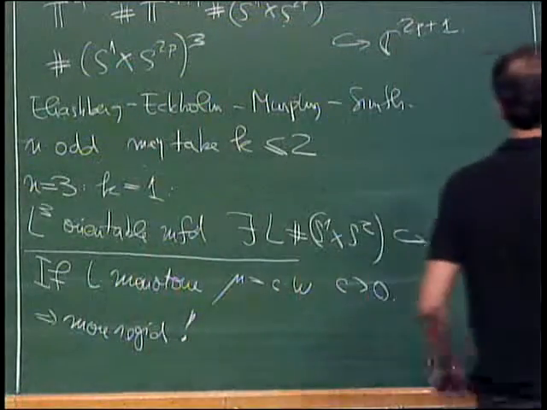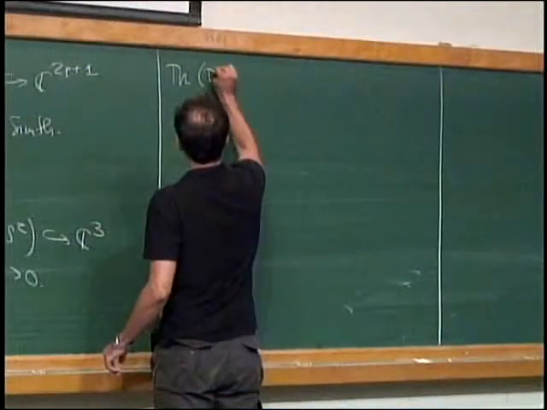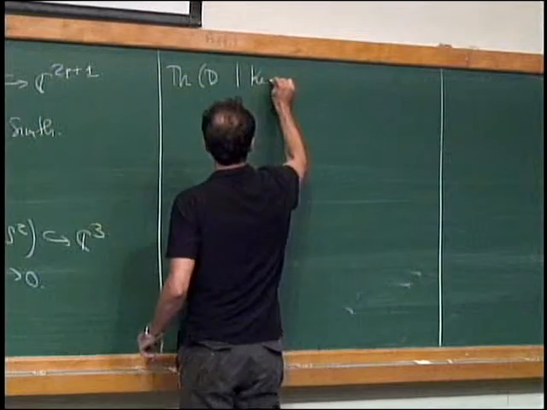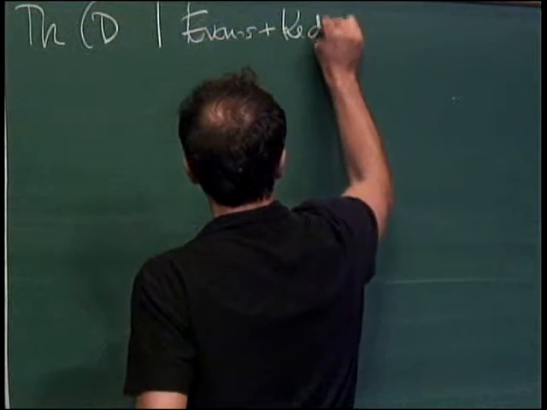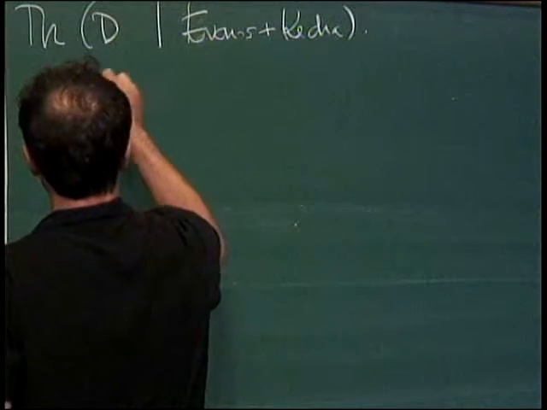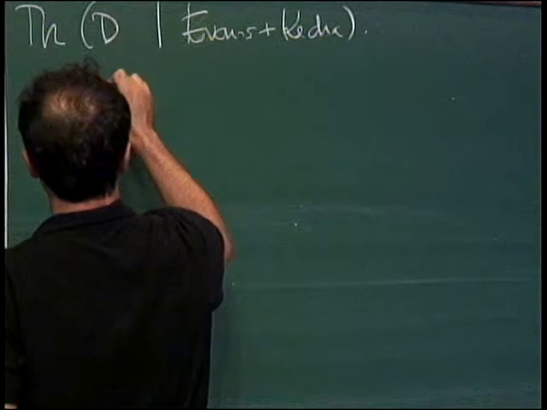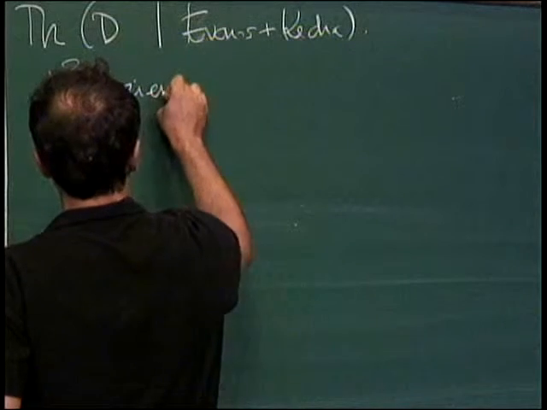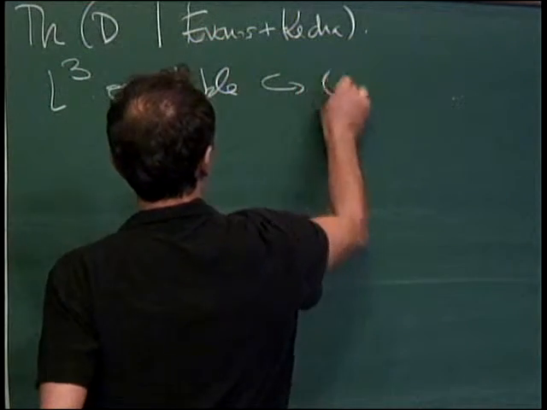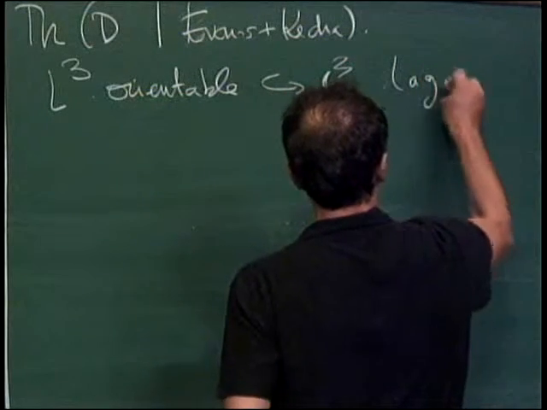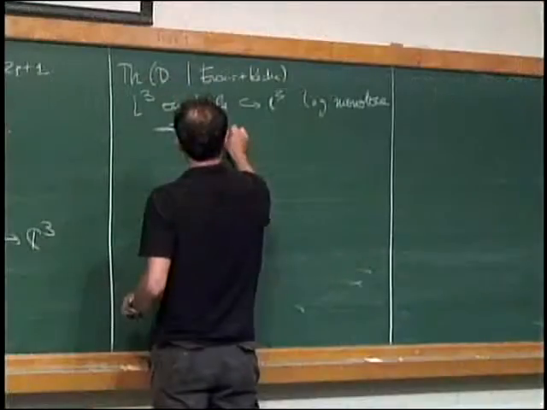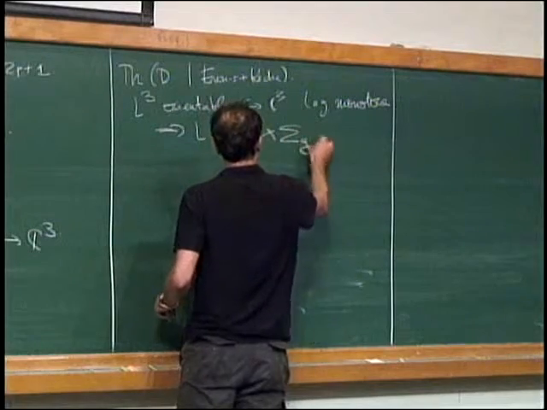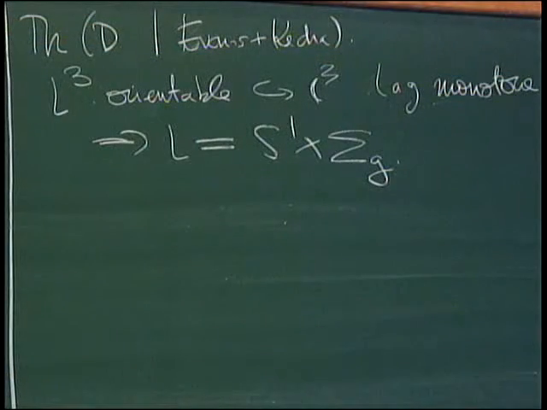More precisely, I proved the following, and actually independently it was proved by Evans and Kedra. That is, if L of dimension 3 is orientable in C3 and Lagrangian monotone, then actually L is a product with S1.